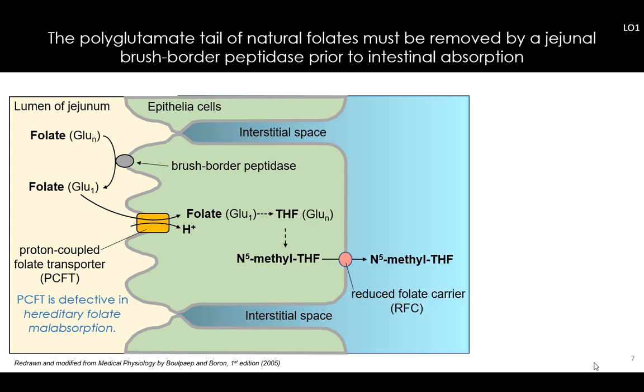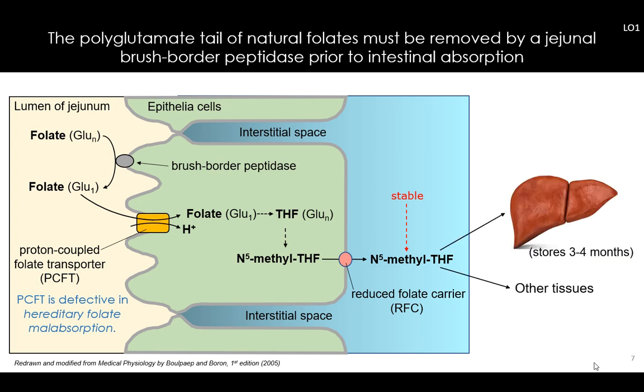Following import, folate is converted into polyglutamate forms, reduced to N5-methyl-THF, and exported into the interstitial fluid by the reduced folate carrier, RFC. RFC is ubiquitously expressed and is the major folate transporter in mammalian cells and tissues. N5-methyl-THF is a very stable form of folate and the form most often found in cells and tissues.